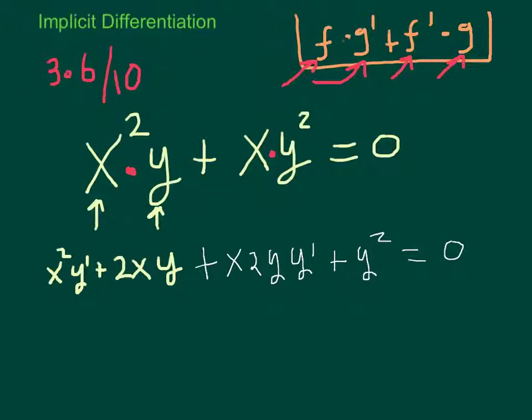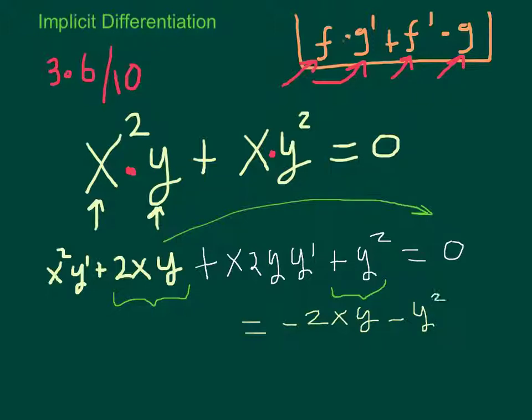So now we're going to pass all the values that contain a y prime to the other side of the equal sign. That means this term, and I would say this term as well. So let's pass it to the other side of the equal sign. Let's say the equal sign is right here. We're going to have negative 2xy, negative y squared. So this is our y prime.